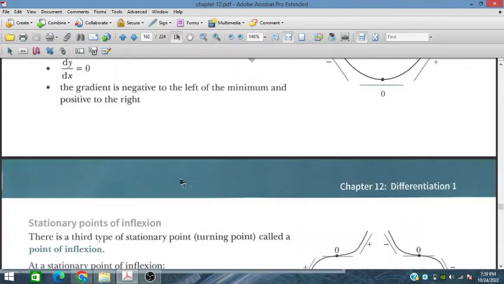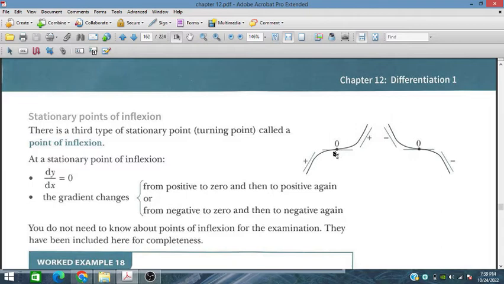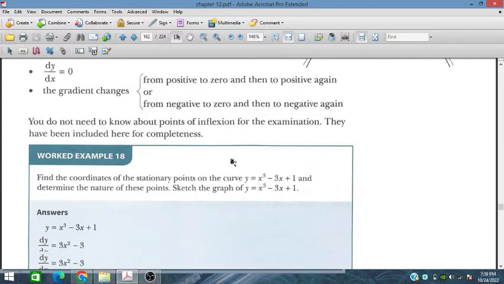Some turning points are called points of inflection. At this stationary point, the gradient goes from positive to 0 and then positive again. Similarly, for negative, it goes from negative to 0 and then negative again. This kind of stationary point is called a point of inflection.